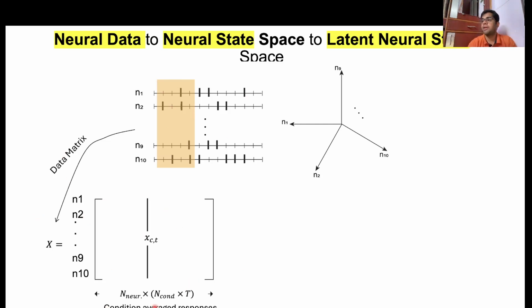Using this data matrix, you want to see a covariance matrix. So how variable are the neural responses between each pair of neurons that you select? Between N1 and N2, how are they co-varying? How are N9 and N10 co-varying? Like that you can form pairs and get a covariance matrix.